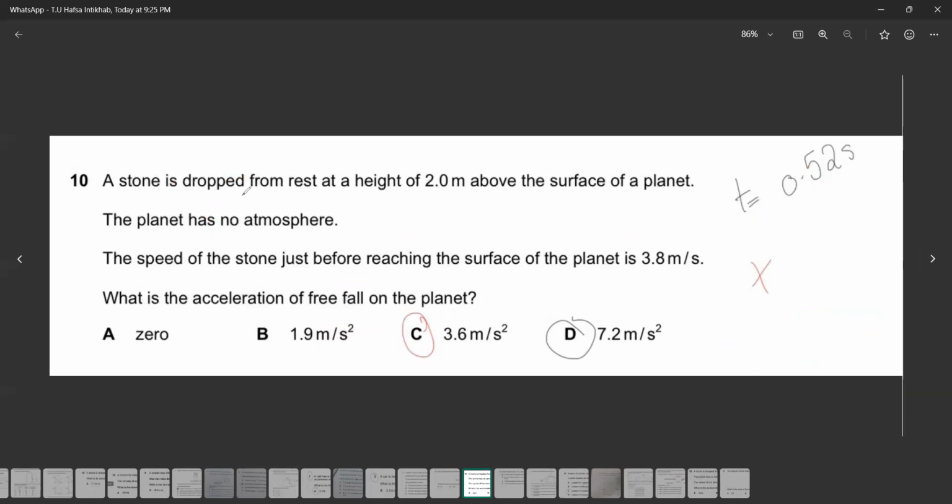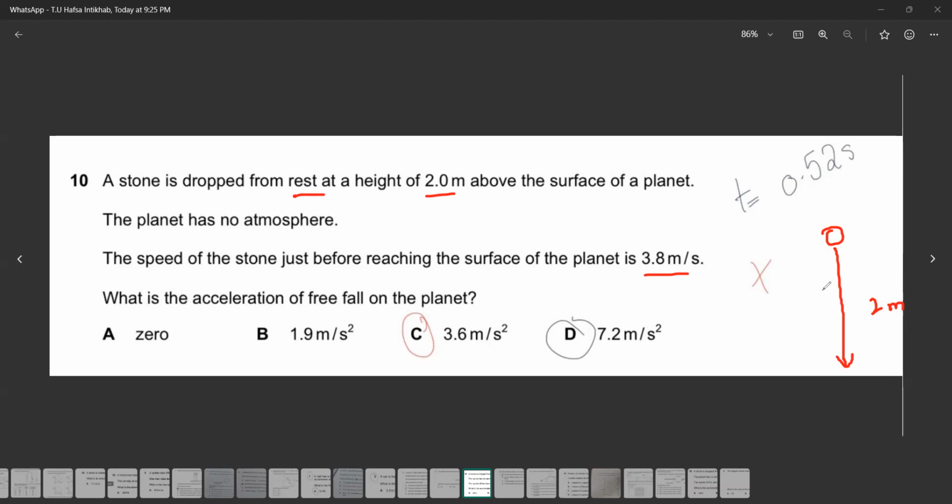In this question, a stone is dropped from rest from a height of 2 meters. The planet has no atmosphere. The speed of the stone before reaching the surface is 3.8. What is the acceleration of free fall? So for example, there's a stone which is dropped from a certain height, 2 meters.